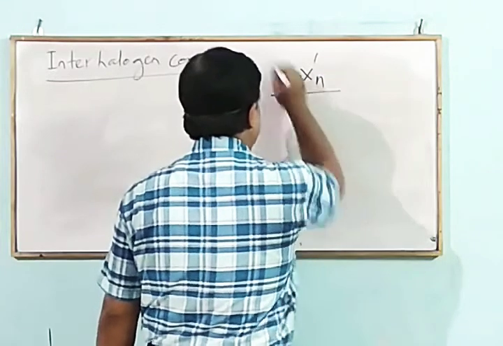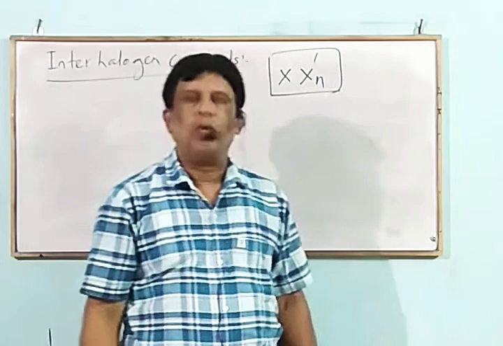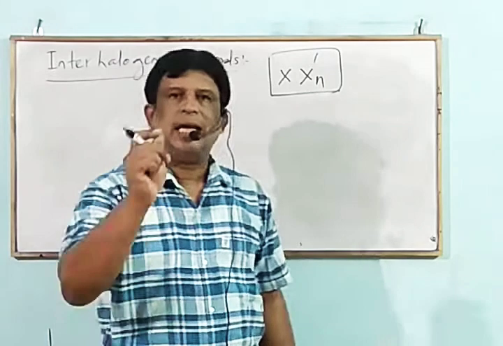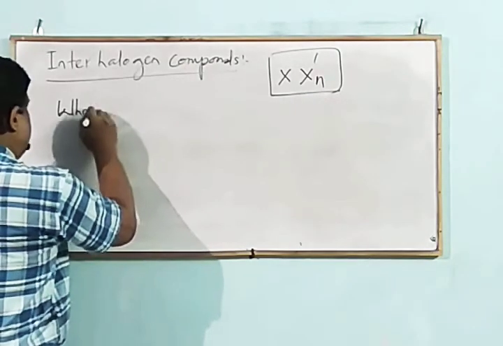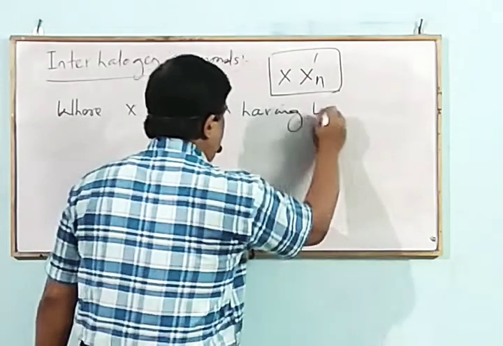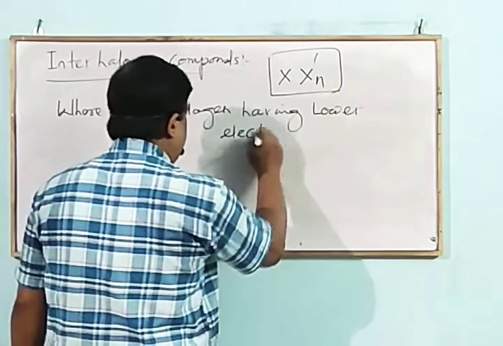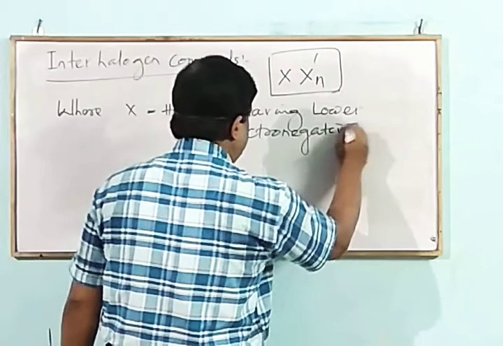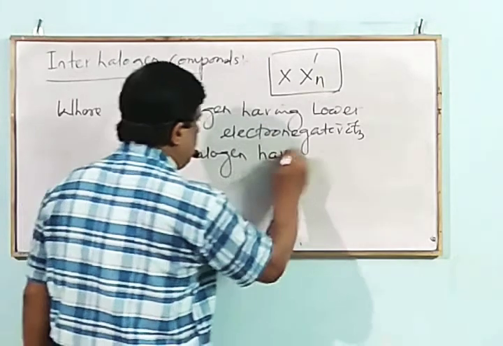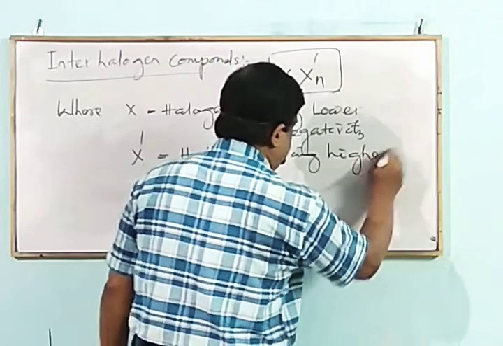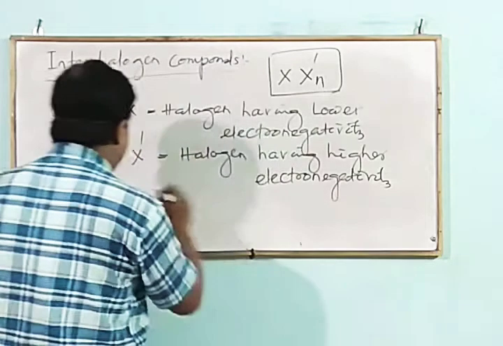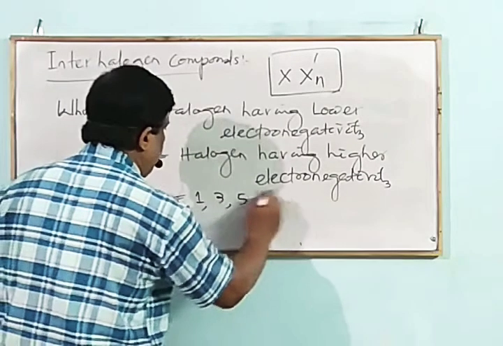XX'n. Mark that. It is a binary diamagnetic compound made by direct combination of two halogens, which is represented by XX'n, where X is the halogen having lower electronegativity, and X' is the halogen having higher electronegativity, and n may be 1, 3, 5 and 7.